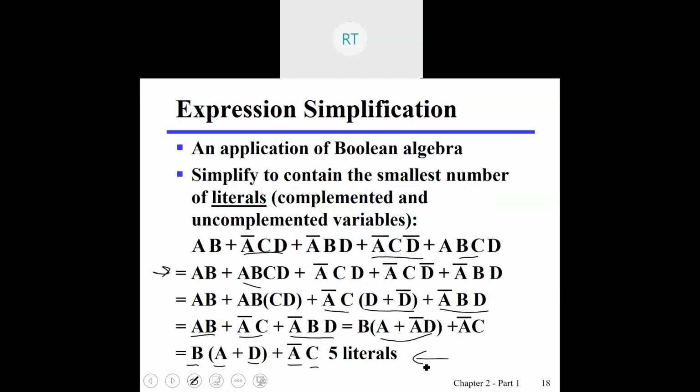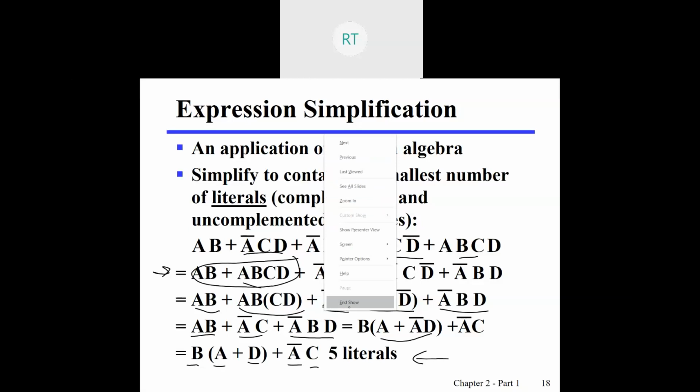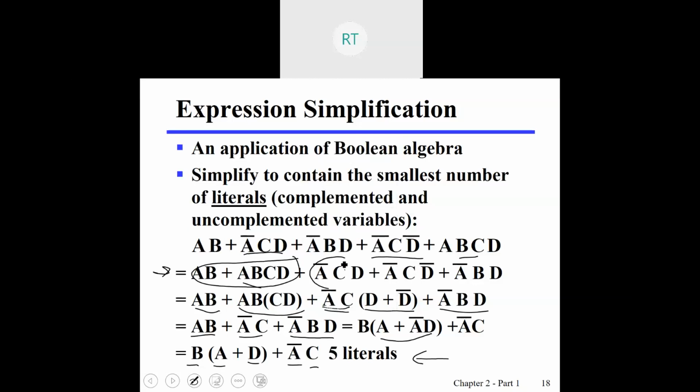Can you please repeat from the second line, because I didn't actually catch up. It was too fast. So from the second line to the third line, what did we do? We took a common factor with this. So I am left with AB and ABCD. And here I took common factor, which is A bar C. Notice this is A bar C here, and this is A bar C. So I took a common factor here.